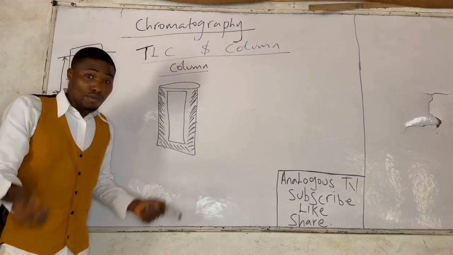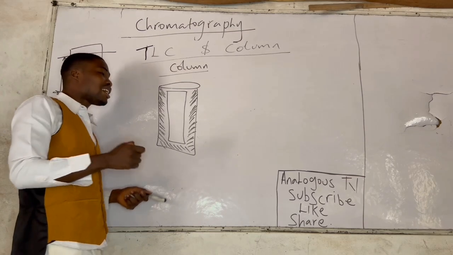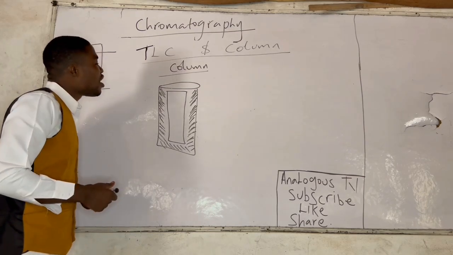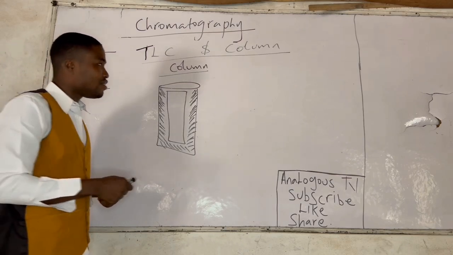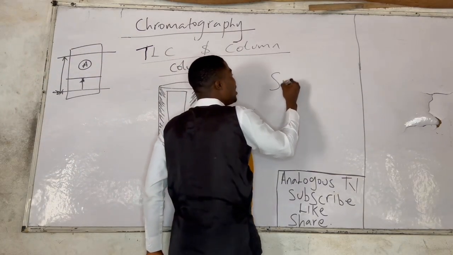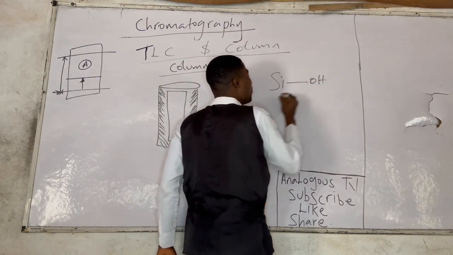I can use alumina, I can use silica gel. Silica gel is the most popular. Silica gel is a polar material. It is made up of silicon, made up of some silane.